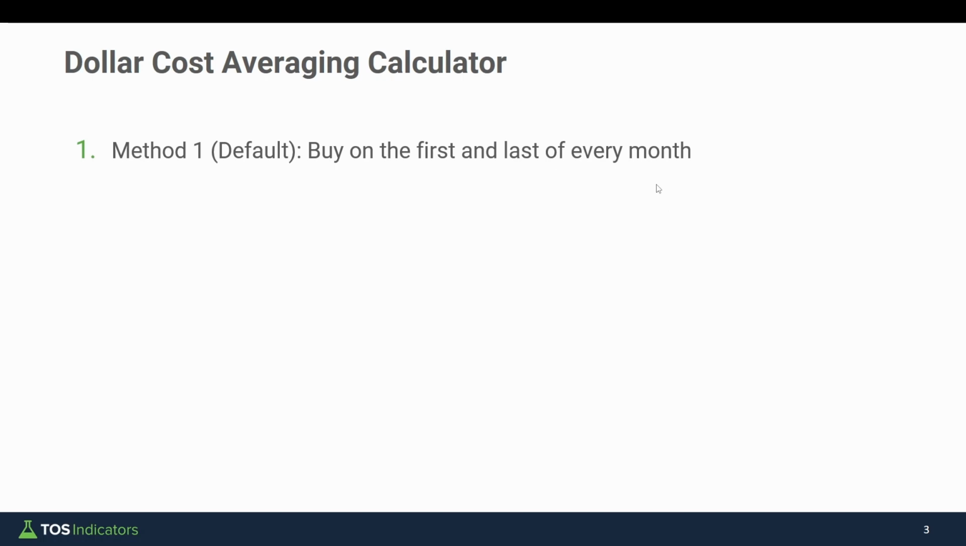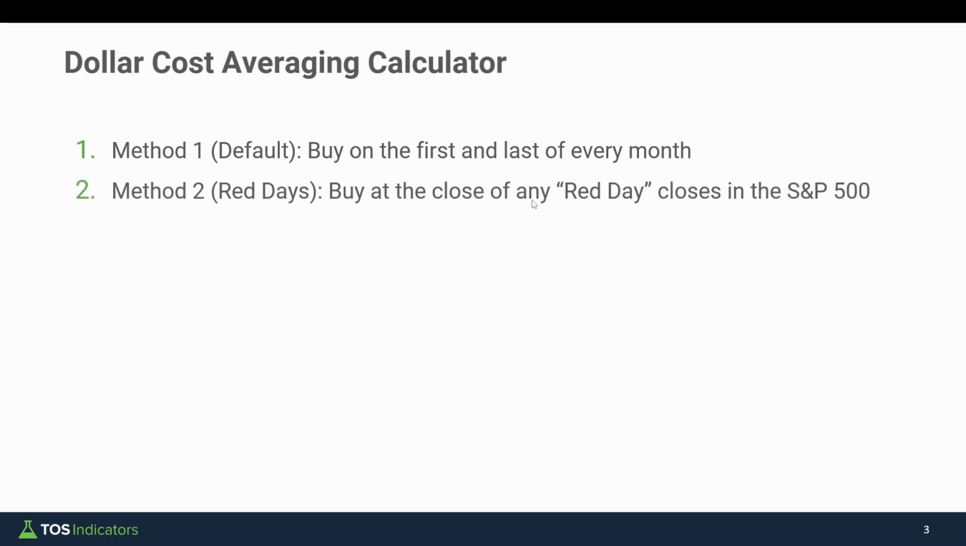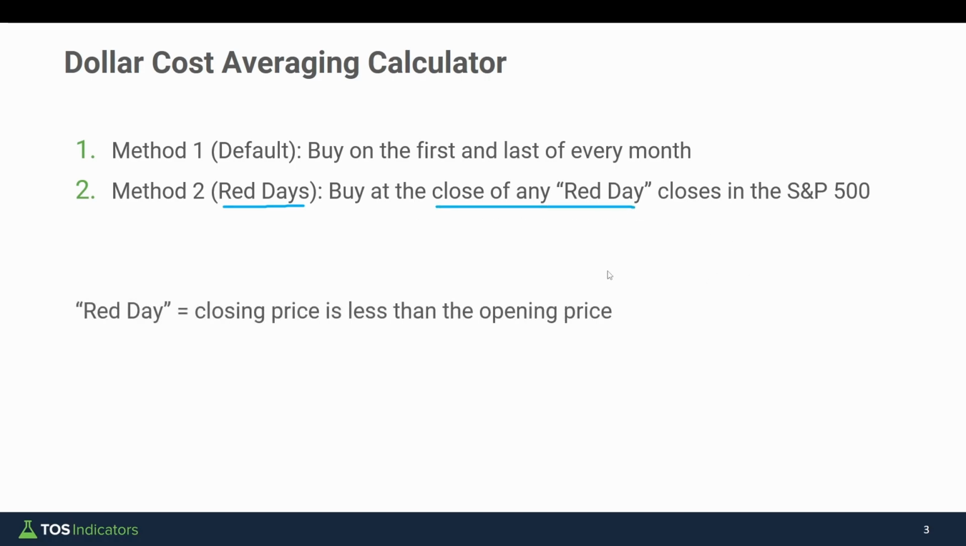Now method number two, which is one I'm a little bit more curious about, is what happens if you buy or dollar cost average only on red days. Red days means you buy at the close of any day in which our close price is less than the opening price, and I'm going to be using in this case the S&P 500 as our example, the SPY ETF.